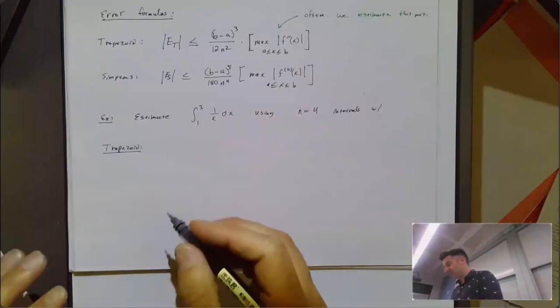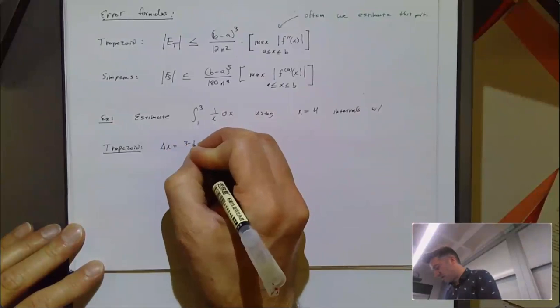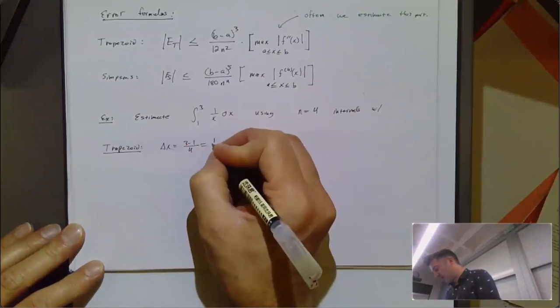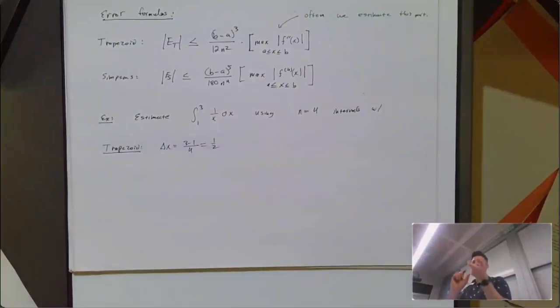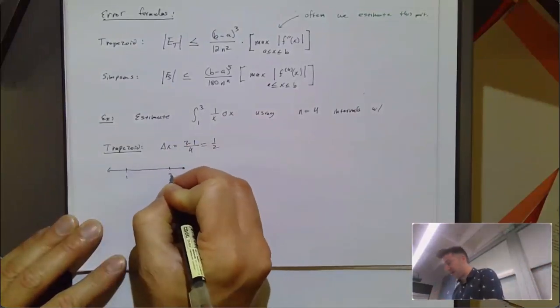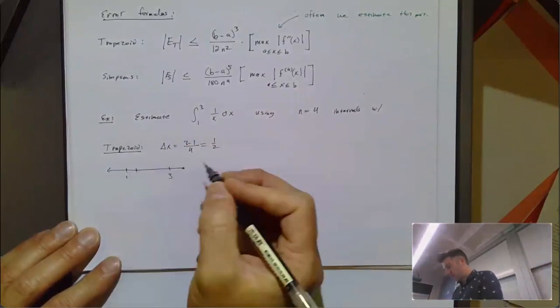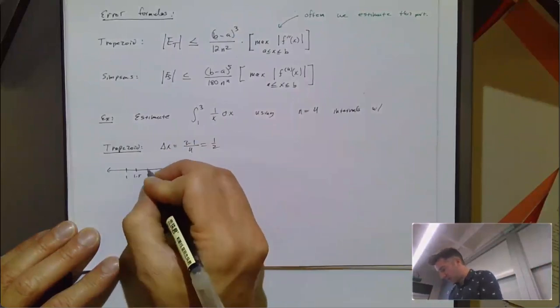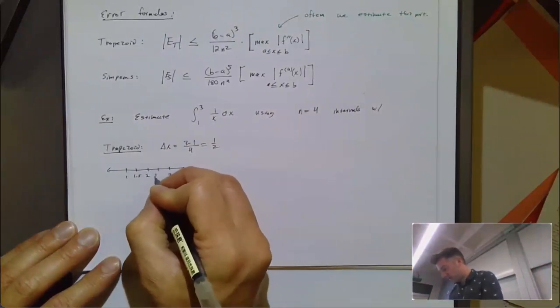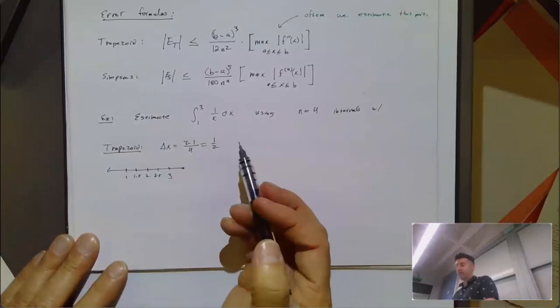I'm putting this into the formula. So I know that my delta x is (b minus a) over n, which is just going to be 1/2. And then I have to find the points I'm going to plug in. I think it's easiest to do this by drawing a picture of the x-axis. I only care about from 1 to 3, and I'm breaking that up into 4 sections. So my first point is going to be 1 plus 1/2, my next point is 2, and my next one is 2 plus 1/2. I'm just taking my first point and adding delta x to each of them.